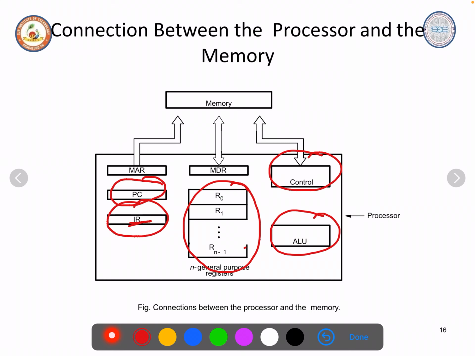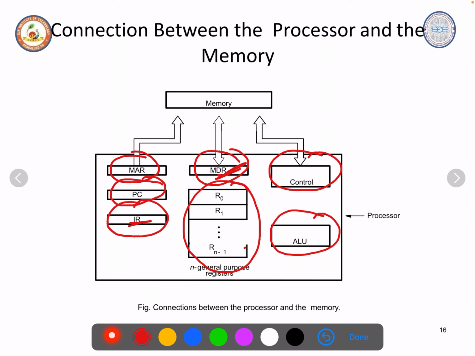Finally, the two registers which facilitate communication with the memory are the memory address register, which we call MAR, and the memory data register, MDR. MAR holds the address of the location to be accessed. The name itself indicates memory address register holds the address of the location to be accessed, whereas MDR contains the data to be written into, or read out of, the address location. It can hold either the data to be stored or the data to be read.